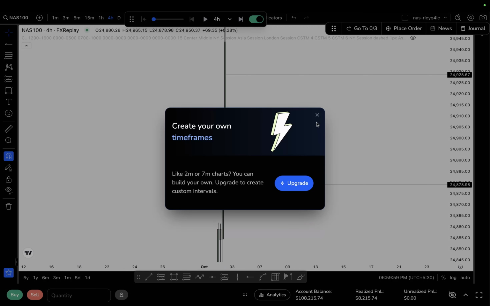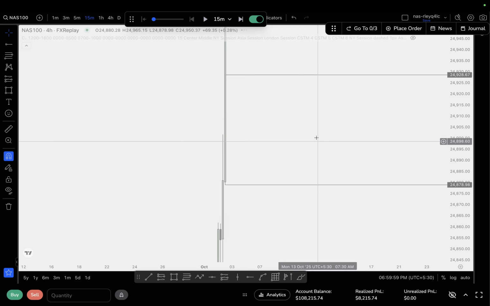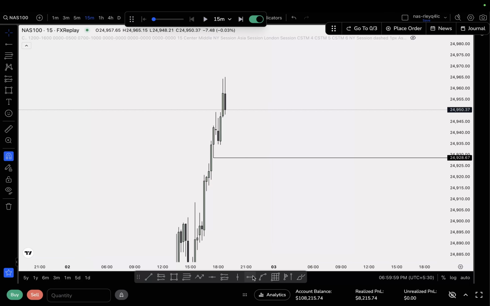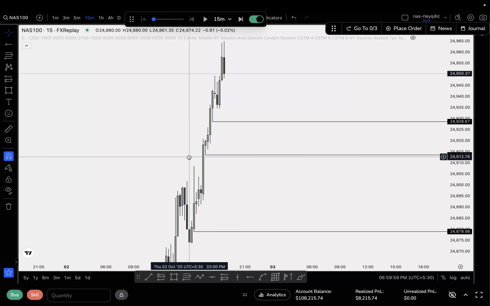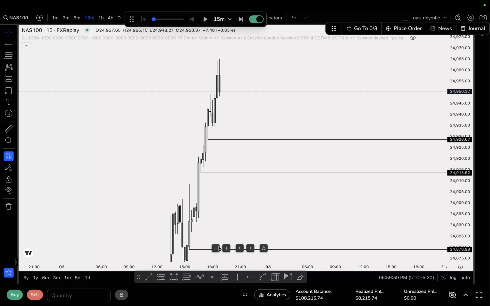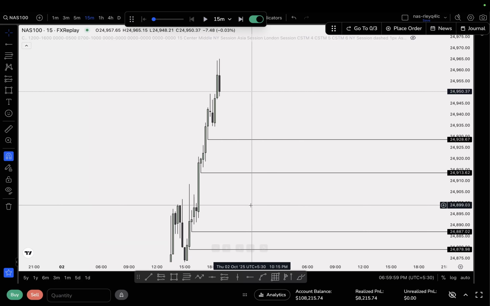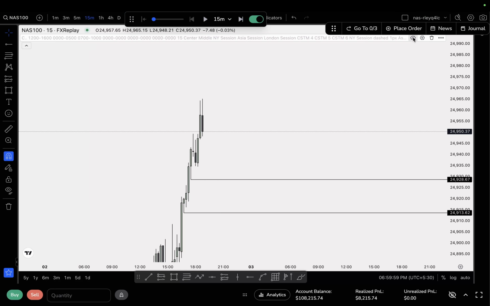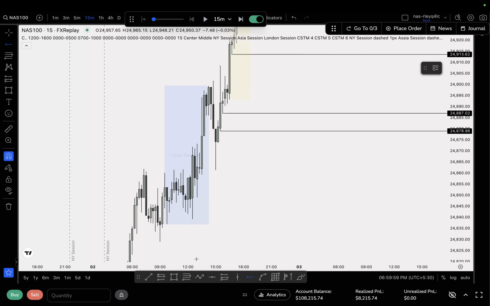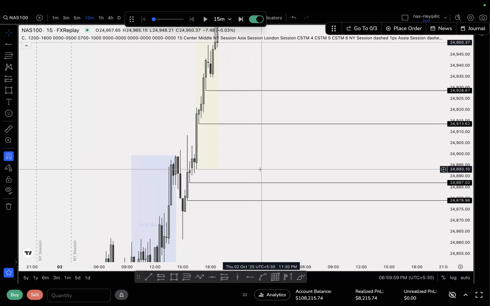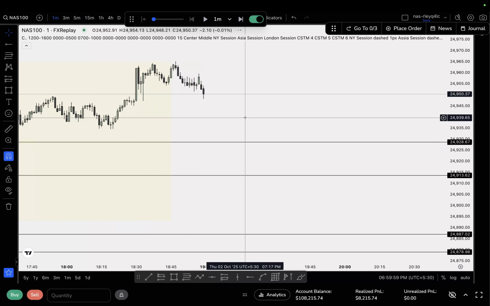Oh, sorry. 15 minute. Yeah, 15 minute unfilled gap right here. And here also. And session highs and lows. Asia low. Always mark out Asia low and high. Always go to target. Yeah.